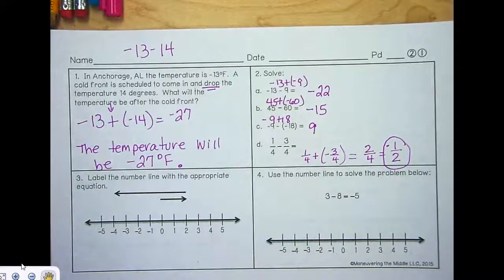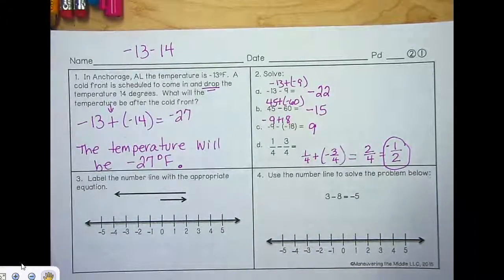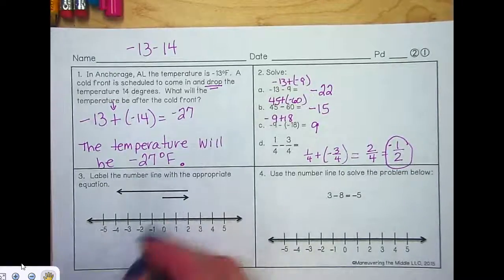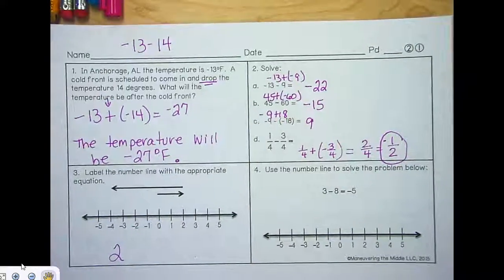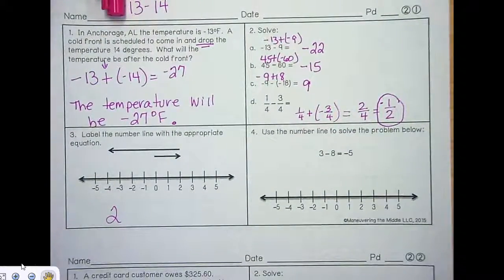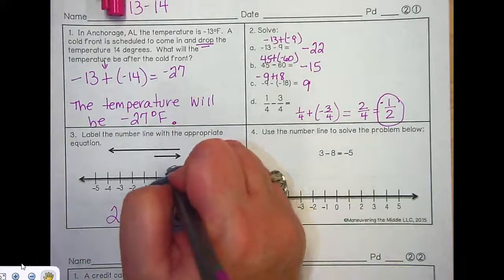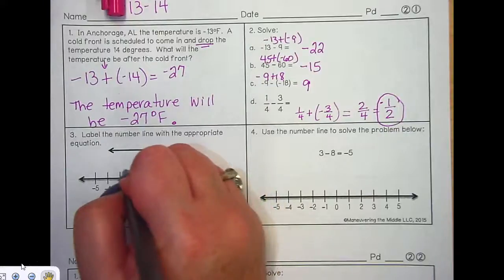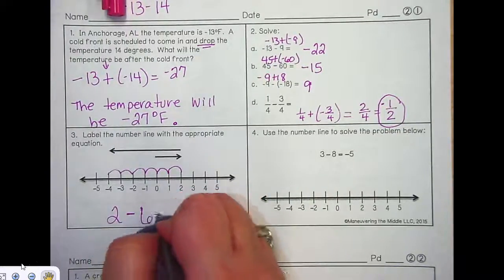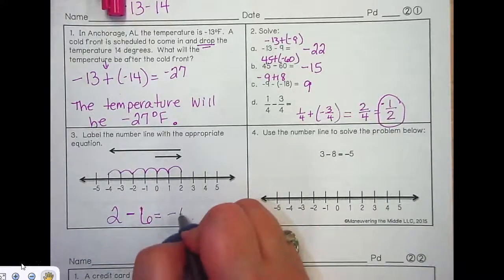Label the number line with the appropriate equation. Who wants to give this one a try? Somebody besides Autumn. Summer, you want to give it a go? Okay. There are 2 different ways to write this one. It's not minus negative 4. It could be minus 4. No, it's not 4. 1, 2, 3, 4, 5, 6 minus 6 equals negative 4.